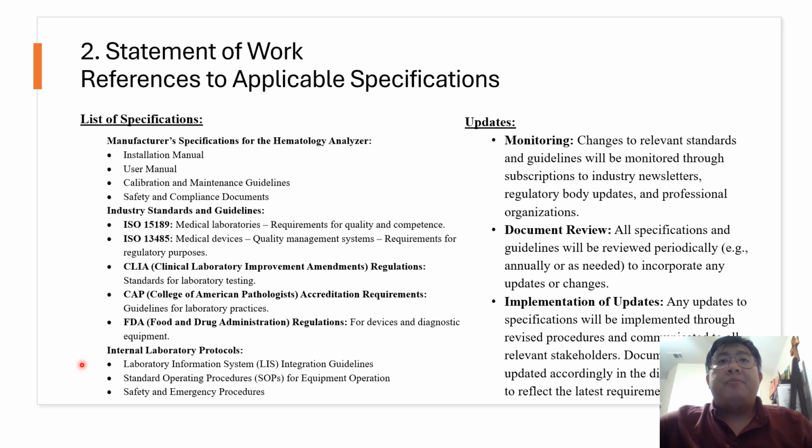Every lab has a different policy, so the design and process have to consider those. And then for updates, we have monitoring, document review, and implementation of updates that will reflect the latest requirements that need to be done.